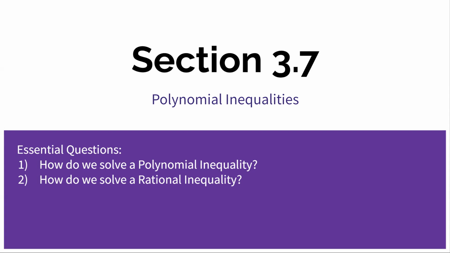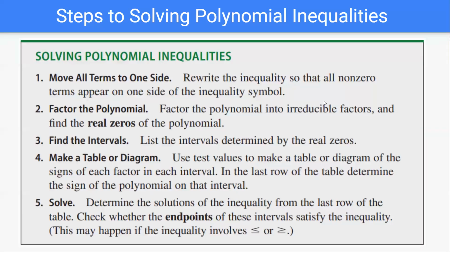Okay, so here we go. These are the steps to solving polynomial inequalities. We're going to move all the terms to one side of the equation, so essentially just making one side equal to 0, just like how we would in terms of solving for a polynomial equation. And then we're gonna factor the polynomial, getting our real zeros, just the same steps as a polynomial equation. And then we're gonna graph.